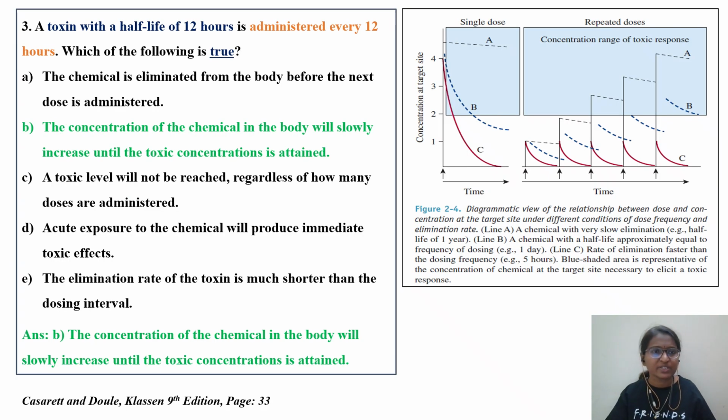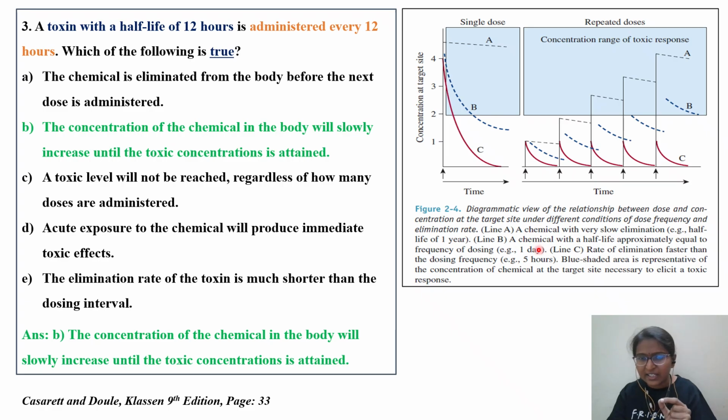Next we have question number 3: a toxin with a half-life of 12 hours is administered every 12 hours. Which of the following is true? So you have to remember, the half-life of 12 hours is equivalent to the interval before the next dose. If you look into the textbook, Glaser 9th edition, page number 33, you have figure 2.4. This question matches line B. In this graph, time is on the x-axis and concentration at the target site is on the y-axis.